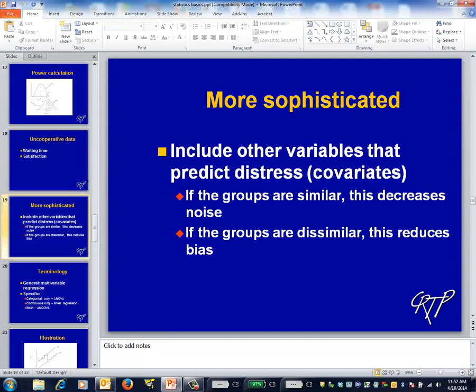Suppose that the data are cooperative. What else could you do to make the analysis more powerful? Well, you could include more variables that predict distress, for example, cancer stage and time since initiation of chemotherapy. If the groups to be compared are similar on these other variables, often called covariates, you gain by decreasing the noise in the system. If the groups are different, you also gain by reducing bias. Adding other variables to the model brings you into the realm of multivariable modeling.